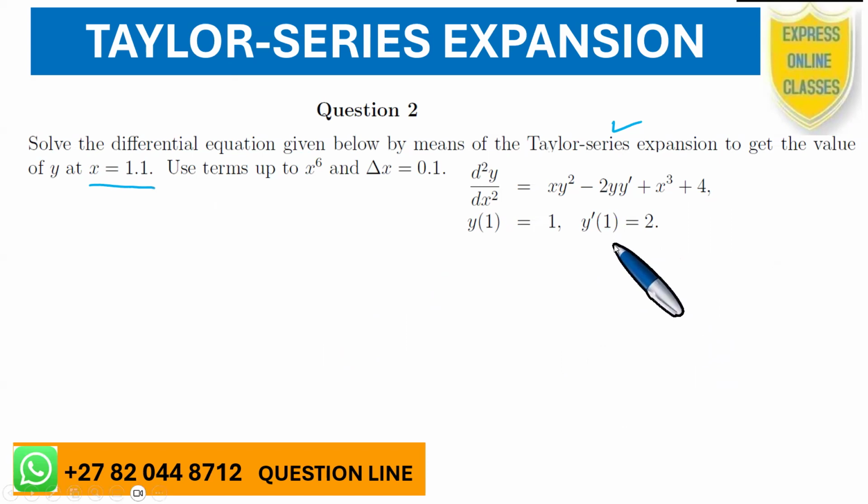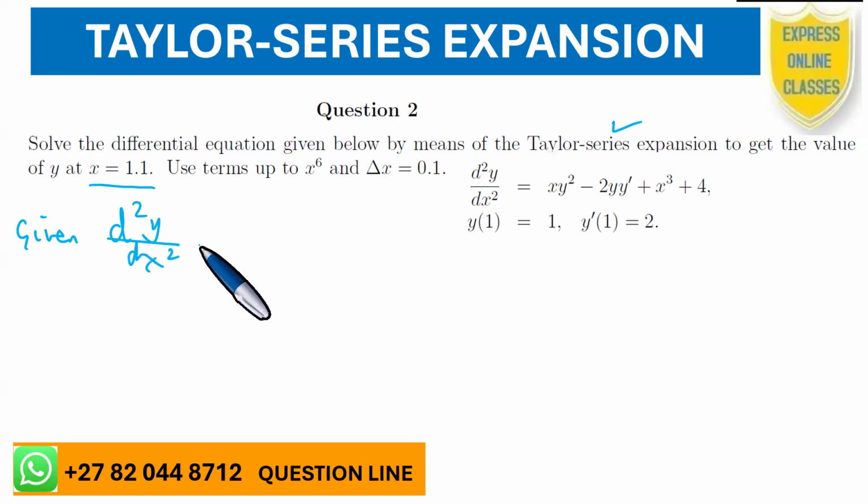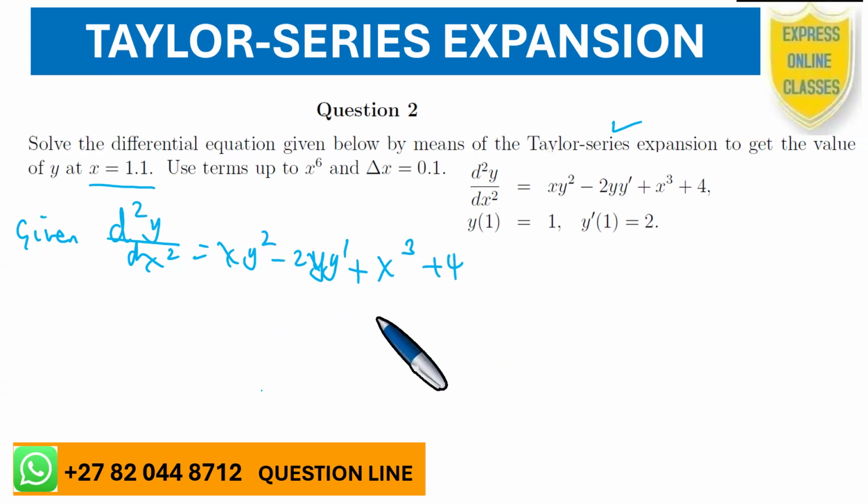Now, there are certain things we need to consider here, but we remember that with the Taylor, we actually have a repeated differentiation. So we ask, what have we been given? What do we recognize? We have been given d squared y over dx squared, which is xy squared, 2y prime, x prime plus this.